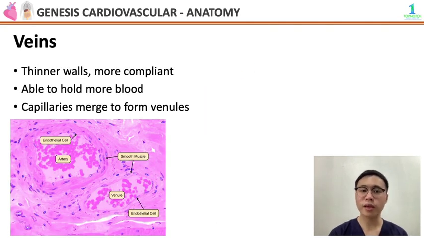Okay, let's talk about the veins. Veins tend to have thinner walls. They tend to be more compliant as compared to arteries, and they are able to hold more blood. Okay, so when you look at histological sections, like say for example in this picture, makita nyo ito yung artery, ito yung vein. No, between the two, arteries tend to maintain their shape better as we compare them to veins, right? So, ang mga veins natin kasi, di ba, they are compliant.